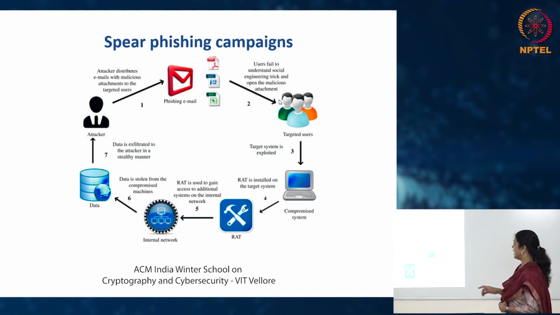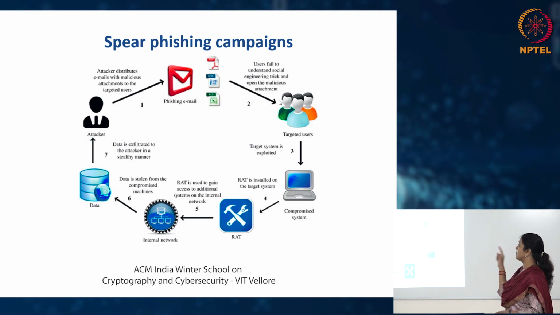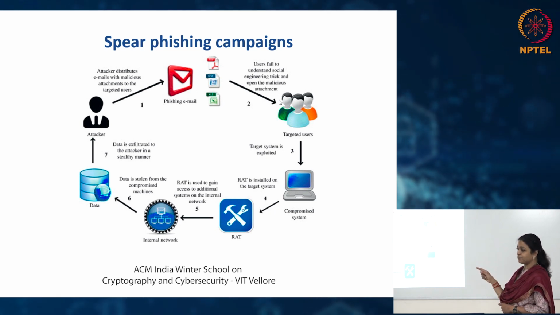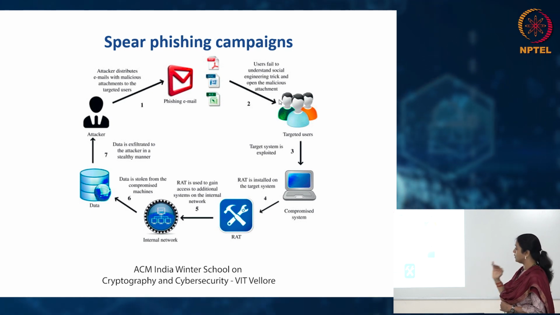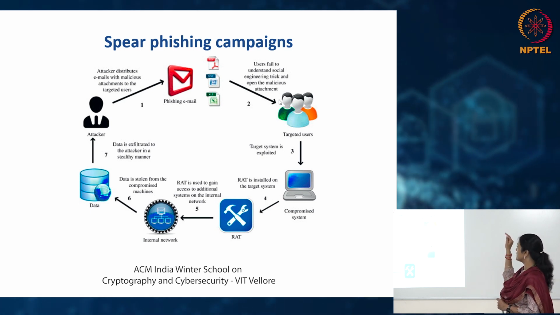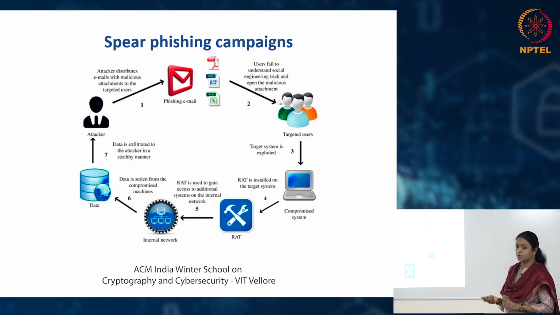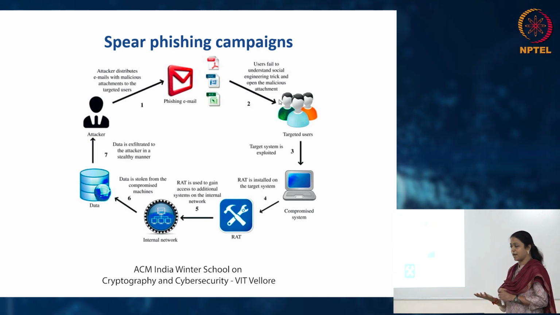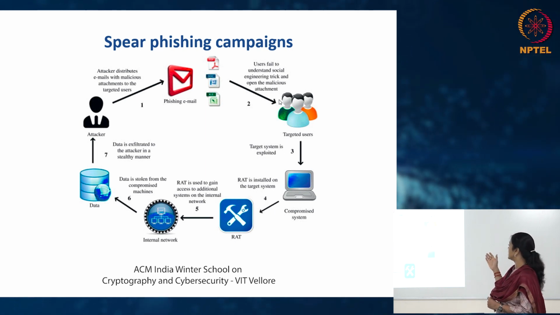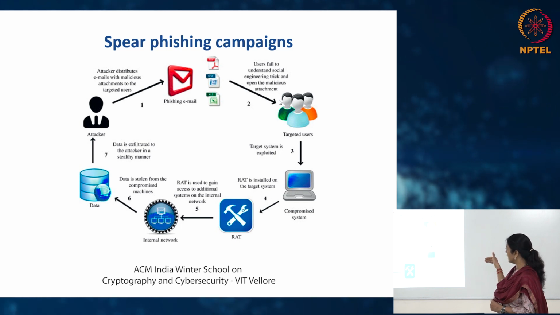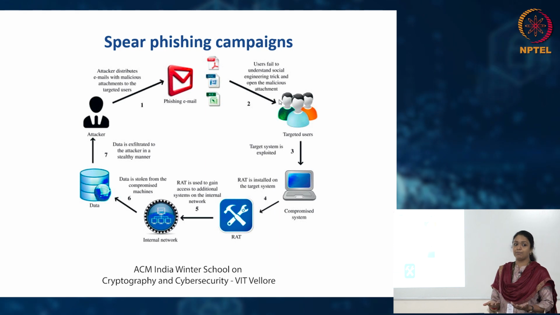So how it happens is, first he will distribute some emails with malicious links, and he will send them to the targets. He knows whom to target. The users fail to understand the social engineering technique, and they open the malicious link because they don't know what trick has been applied to fool them. It only goes for the targeted users, and the target system gets exploited. After that they can employ anything.